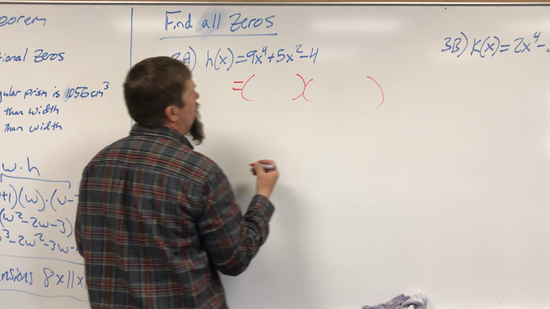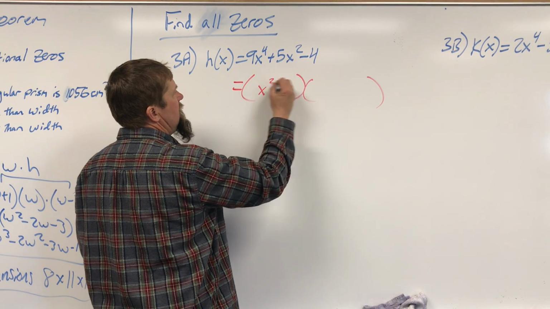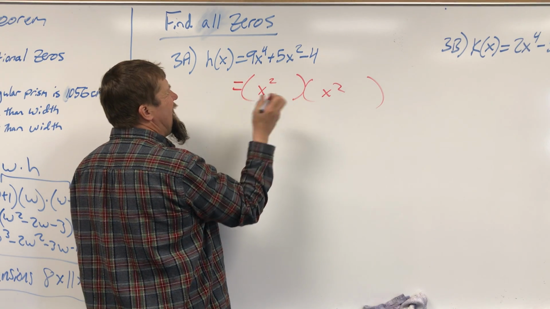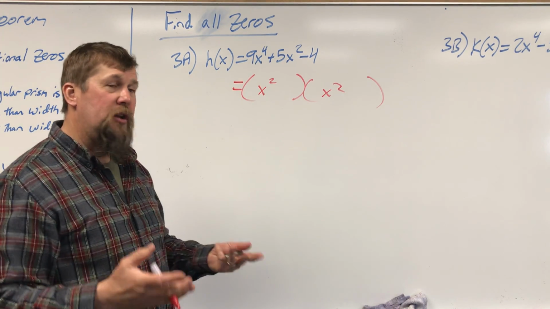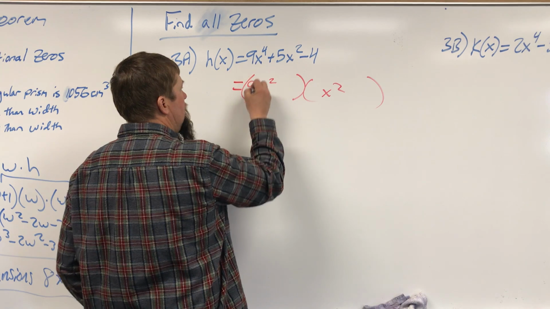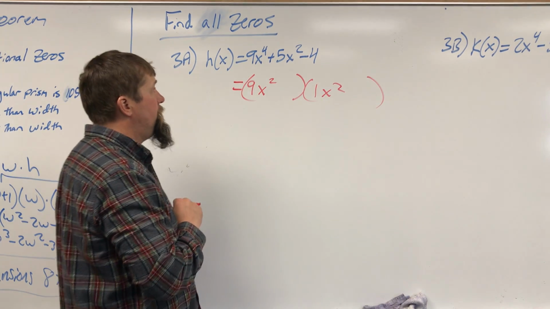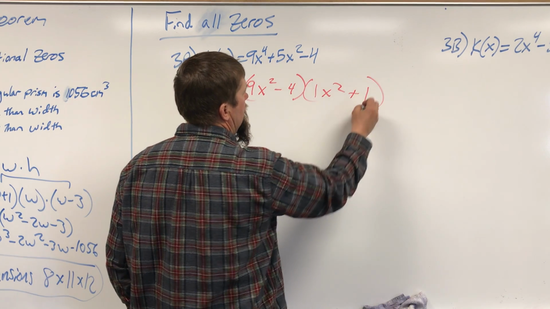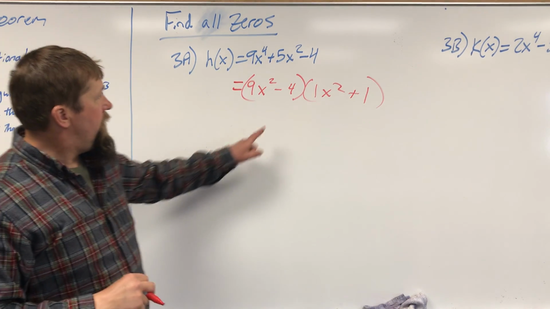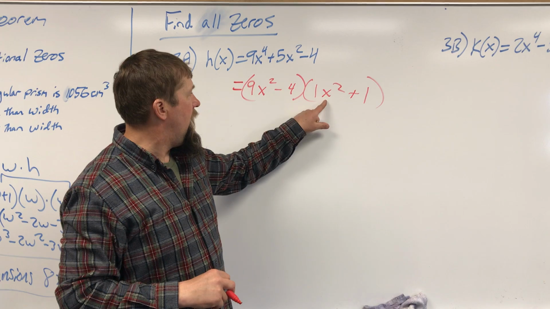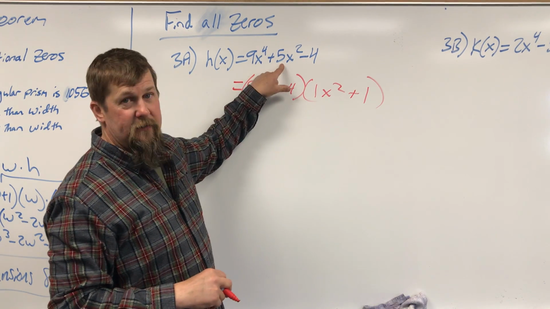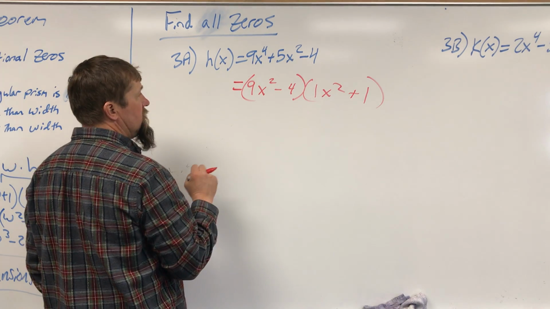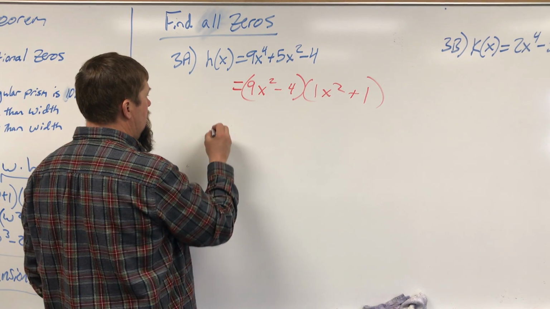Okay, so using quadratic form, I know this is x squared and x squared. 2 factors of 9. 3 and 3 would be a good thing to try, but in this case, I believe 9 and 1 is a better way. If I put a minus 4 and a plus 1 here, I know that negative 4x squared plus 9x squared is 5x squared, and negative 4 times 1 is negative 4. So that's the factored form.